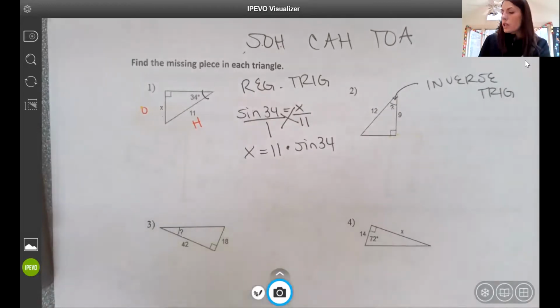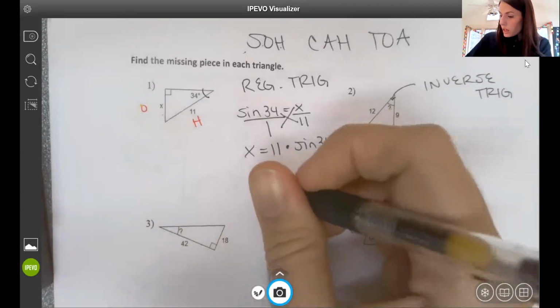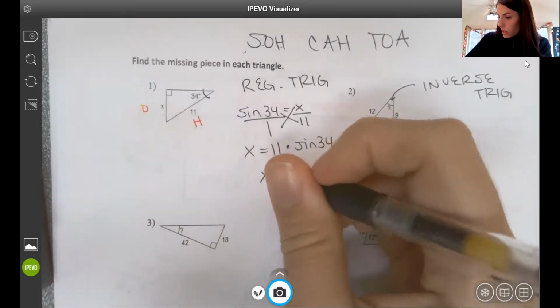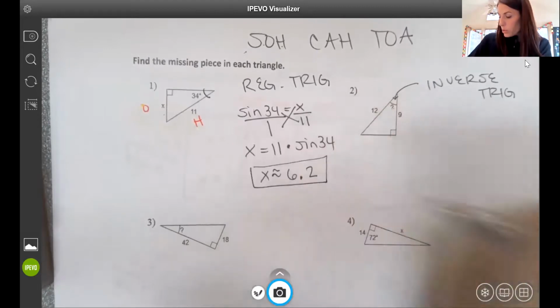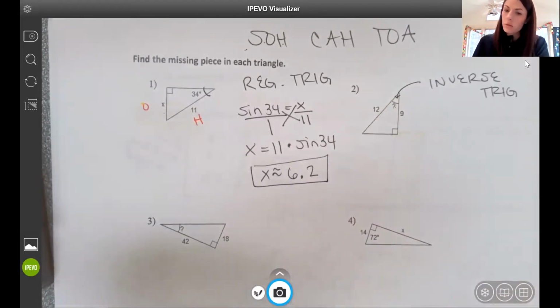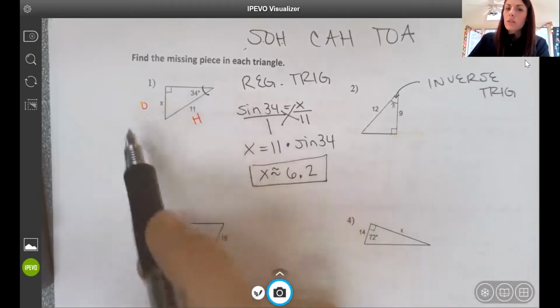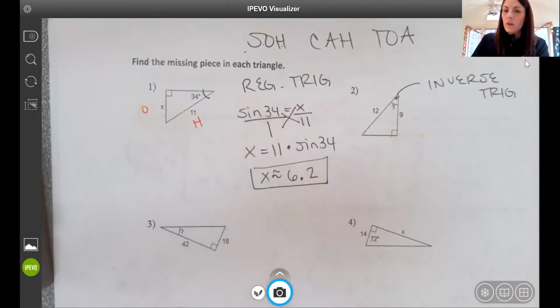So now you're just getting calculator practice. You type that in and I will too. Sine 34, and I get that x is about 6.2 rounded, 6.151121, so on. Okay, so I go, okay, missing side, regular trig, cross multiply and solve.